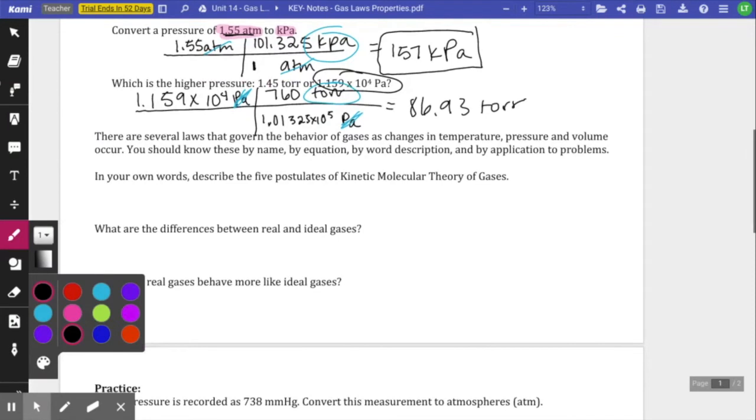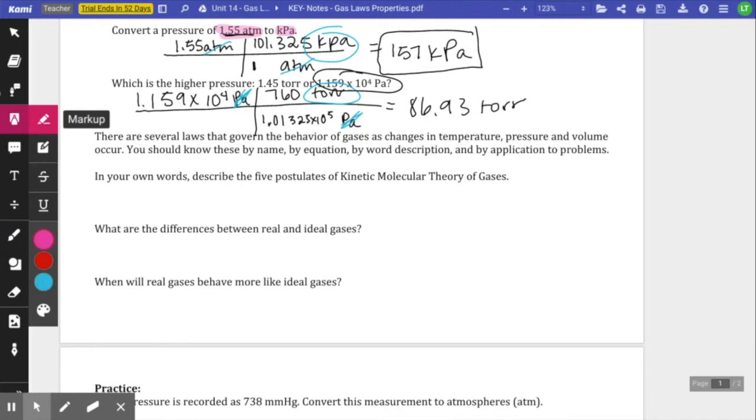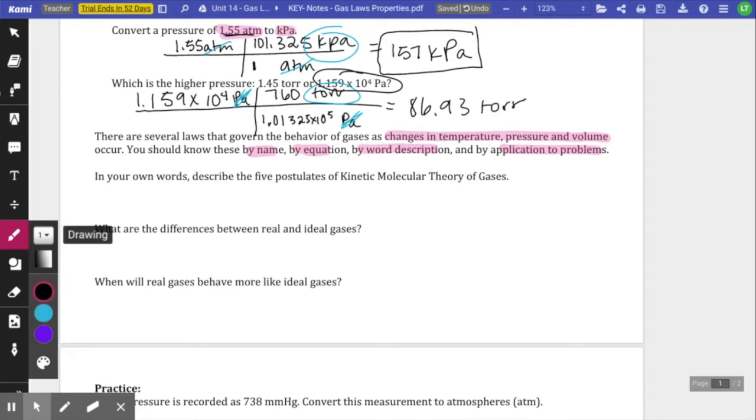All right, so first things first, we're going to look at lots of laws that talk about the way gases behave. There are laws that basically tell us how gases are going to behave as we have changes in temperature, pressure, and volume. We're going to talk about most of them by name, by equation, by word description, and applying it to problems. So you should have a general idea of what this law says, what the equation for this law is, and how this applies to us. First thing we're going to talk about, though, is the behavior of gases.